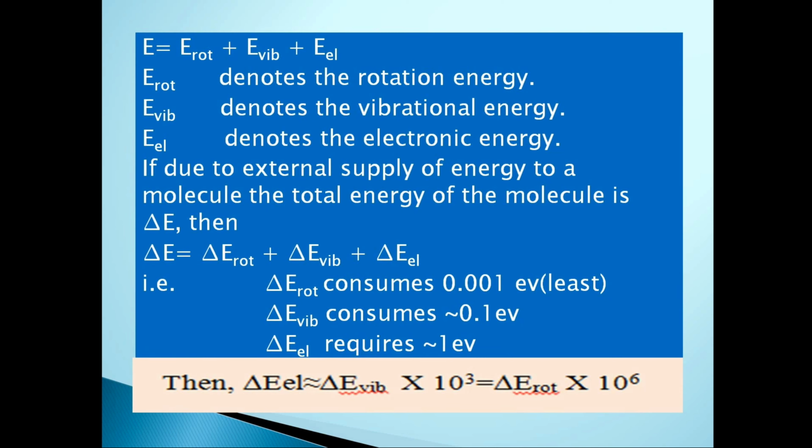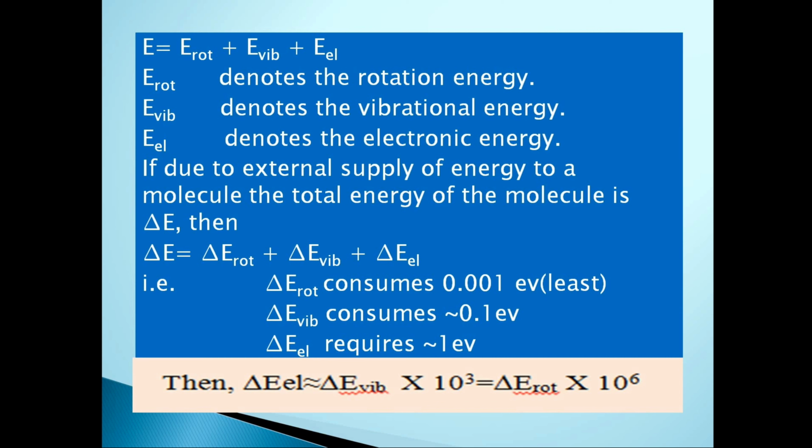So, if I suppose the total energy supplied from outside is E, then we can distribute it as E rotational plus E vibrational plus E electronic. That is, these are the symbols for all these three types of energy, that is rotation energy, vibration energy, electronic energy. Now suppose due to this external supply of energy, the change of energy in the molecule is delta E. Then in that case, how is this distributed among these three types of excitation, that is rotational, vibrational, electronic?